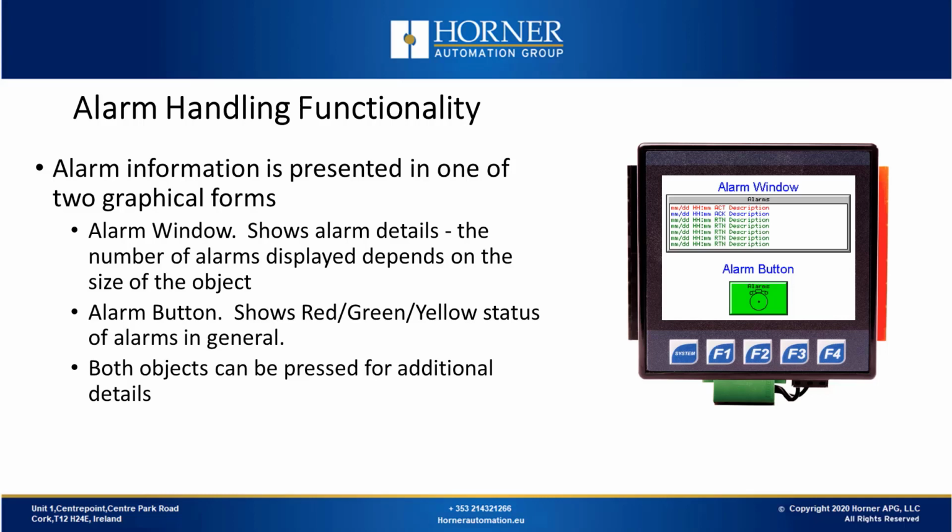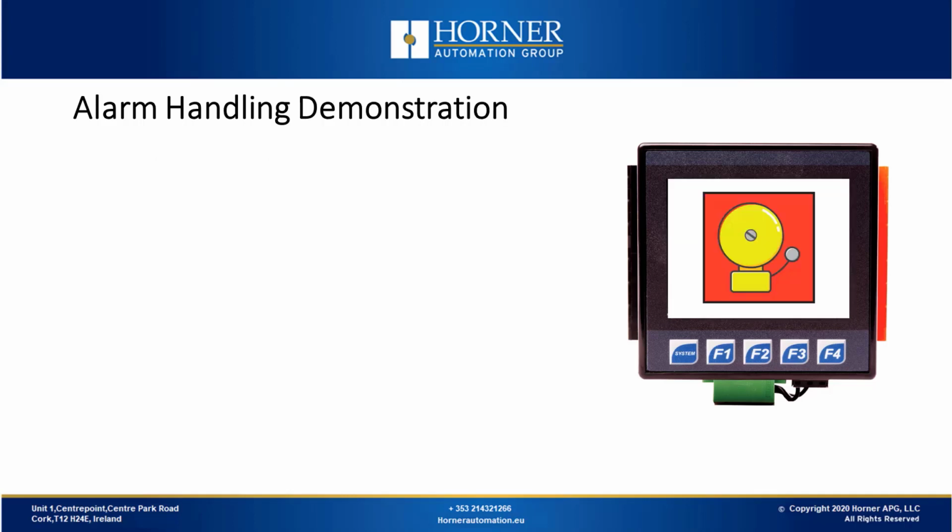Alarm information can be displayed in one of 2 graphical forms. You have an alarm window, which effectively is a window into the alarm conditions, either current or historical. The number of alarms displayed can be changed by resizing the window. You also have a Configure Alarm button, which shows the status of alarms in general. If you click the button, the alarm object takes full control of the screen and additional details are displayed. Now, let's do a demonstration to show you how alarm handling is configured and how it operates in runtime.